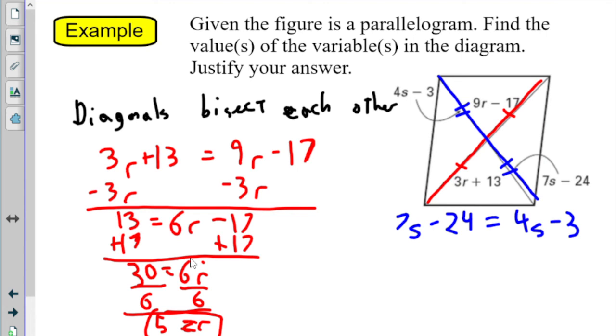Again, I want to get everything with s on the same side. So my first step would be subtracting 4s from both sides. But this one I won't go through in detail. But you should get 3s equaling 21. Divide, you get s equals 7.